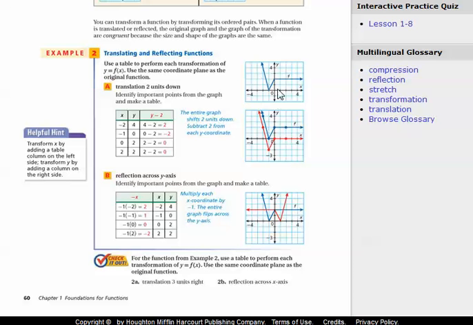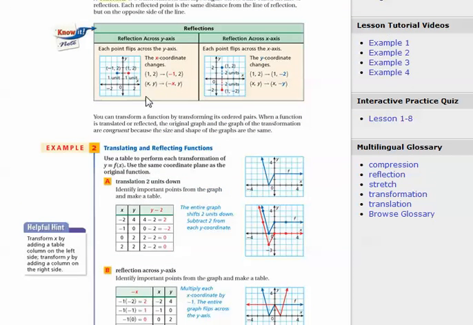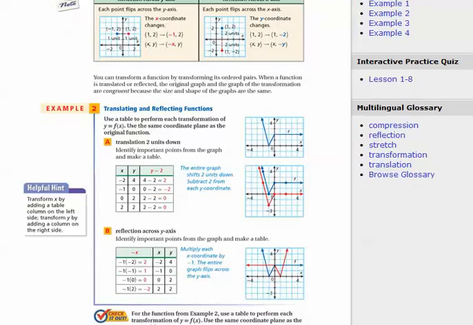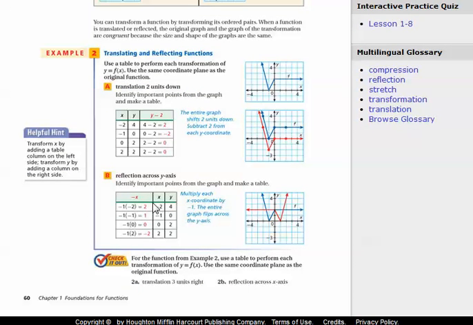This is the original function. If you move it 2 units down, what happens to some of these points? In particular, what happens to the y coordinates? If you are reflecting it across the y-axis, now remember, the y-axis changes the sign in the x. So notice that we're changing the signs in the x's here. So watch for that again. Make sure that you take note of those things that are happening.